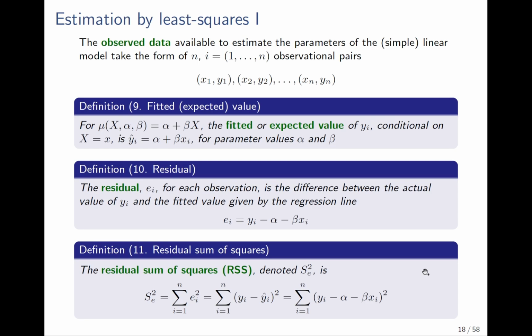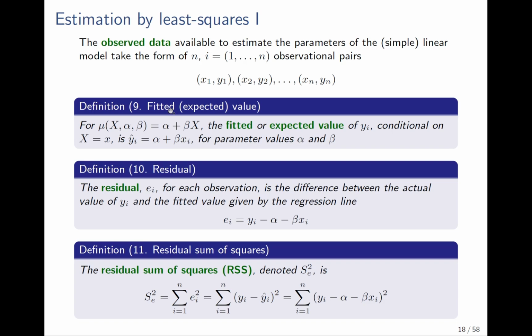Okay, so the observed data that we have available for estimation of the parameters of the linear model take the form of n, i equals 1 to n, so indexing by i, observational pairs. So we've got data on x1, y1, x2, y2, up to xn, yn. Notice that because it's data, we're using lowercase letters because these are observed values of the random variables x and y.